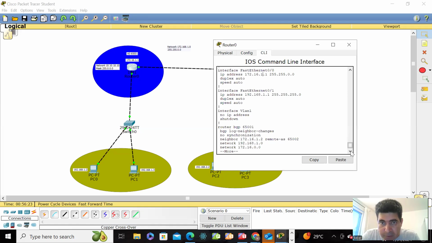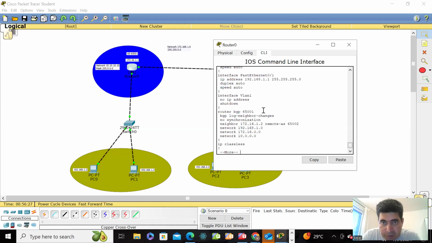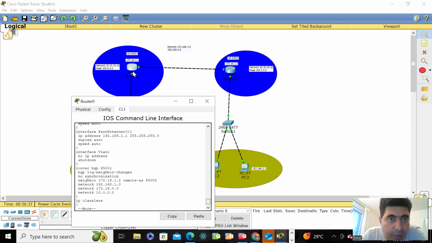The BGP routing protocol is very important. Under router BGP, the autonomous system assigned here is 65001, along with the neighbor's IP address, because I'm in 65001. My neighbor's IP address is 172.16.1.2, and the remote autonomous system is 65002. I also gave the network address 192.168.1.0, and I was supposed to give 172.16.0.0 as well. That is very important, the network statements.